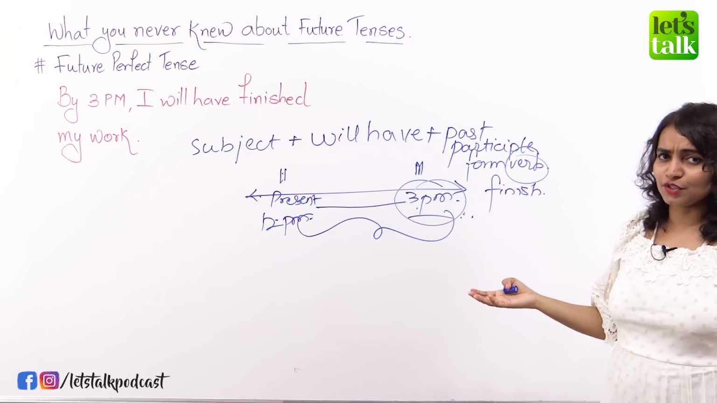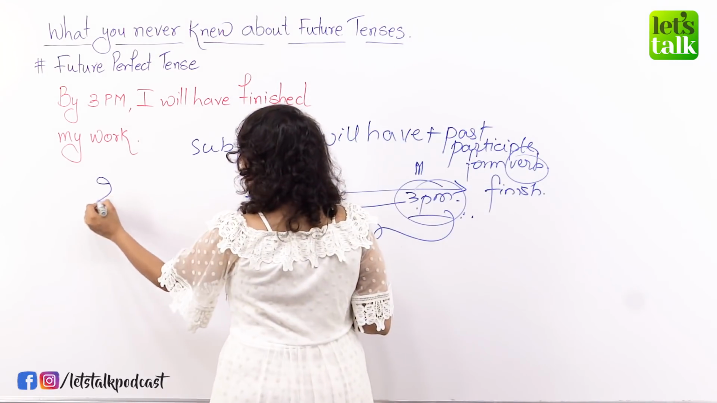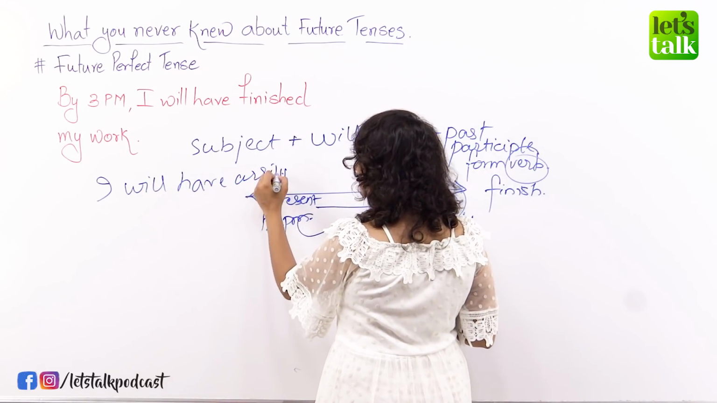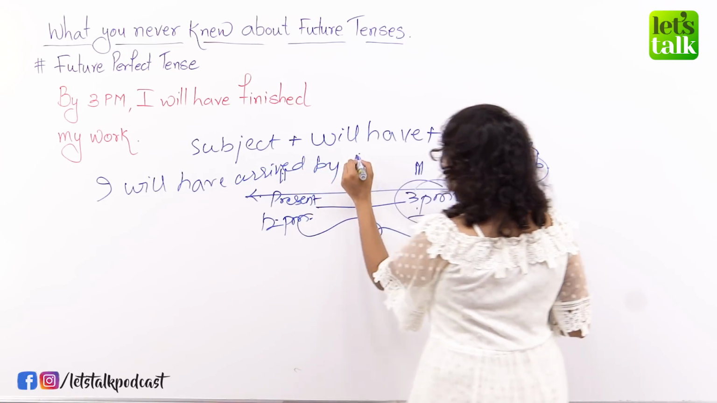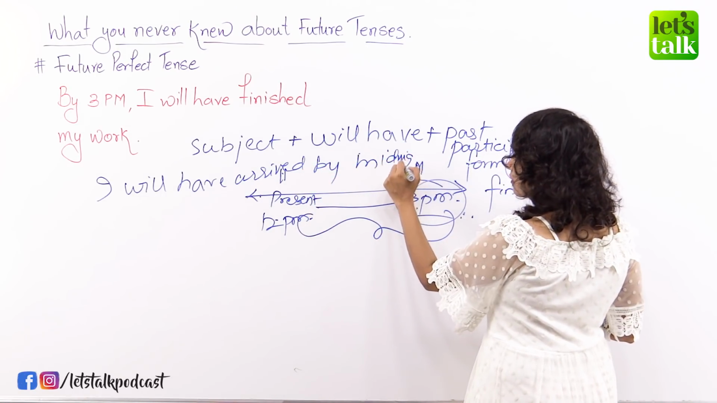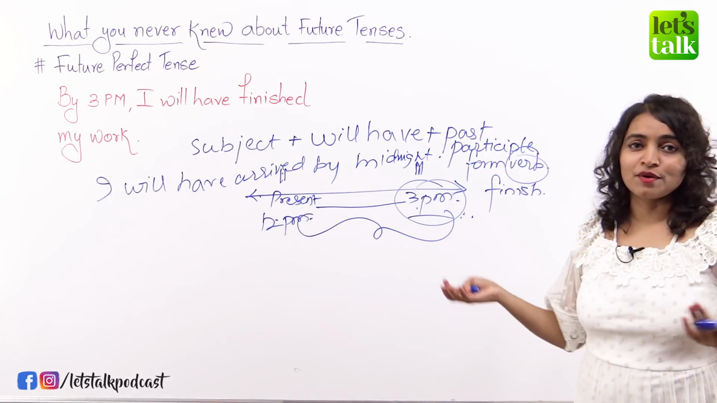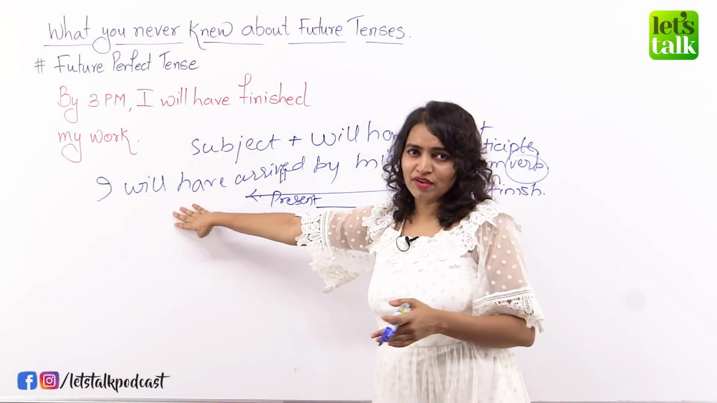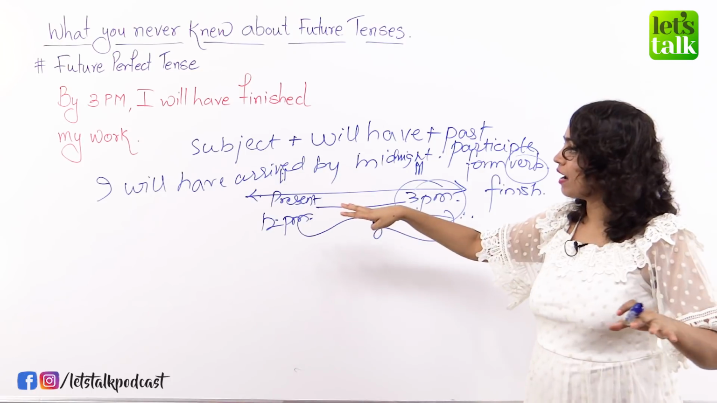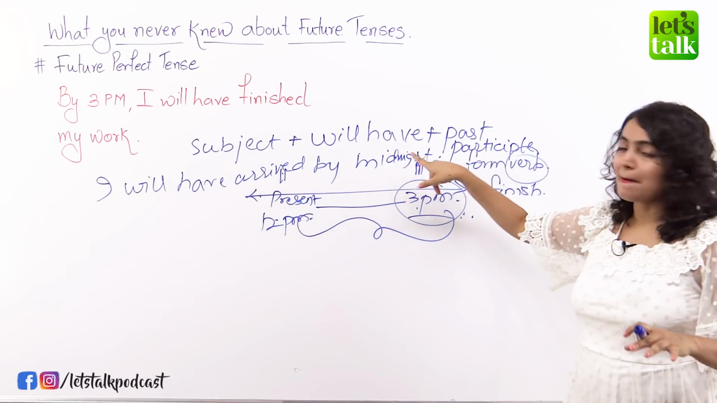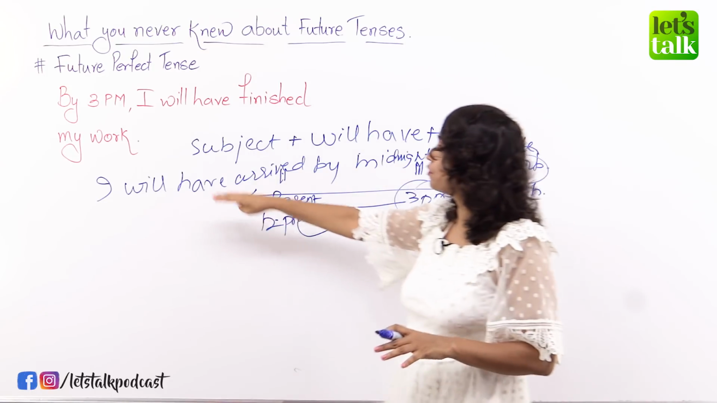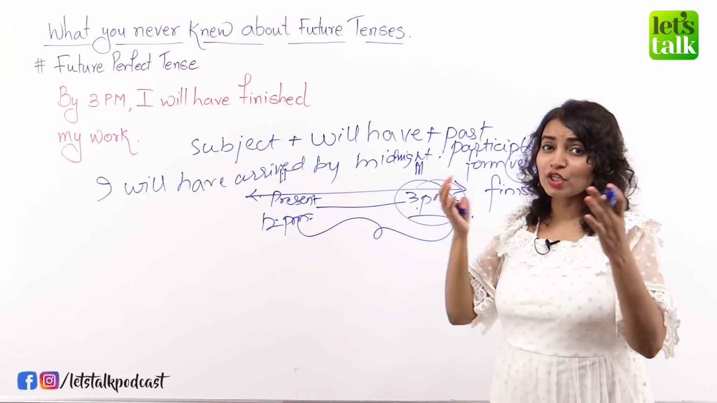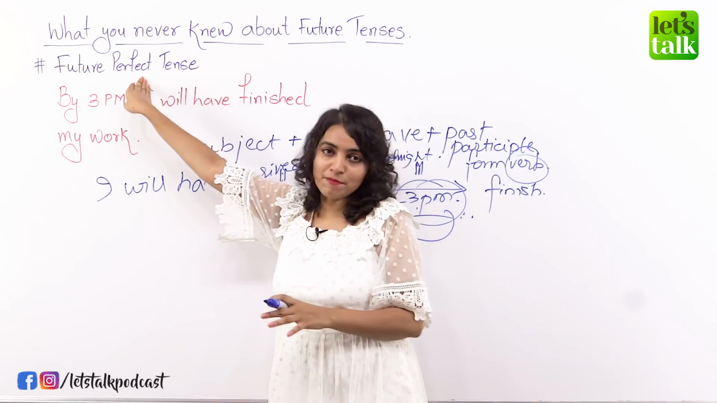You have some other examples that you could probably use. I could say, I will have arrived by midnight. So maybe I am in the plane and I'm going home. It is around 5 o'clock in the evening. It's a long flight, but I will have arrived by midnight. Okay, so that's how you talk about a future event while still using the sentence in the future perfect tense.